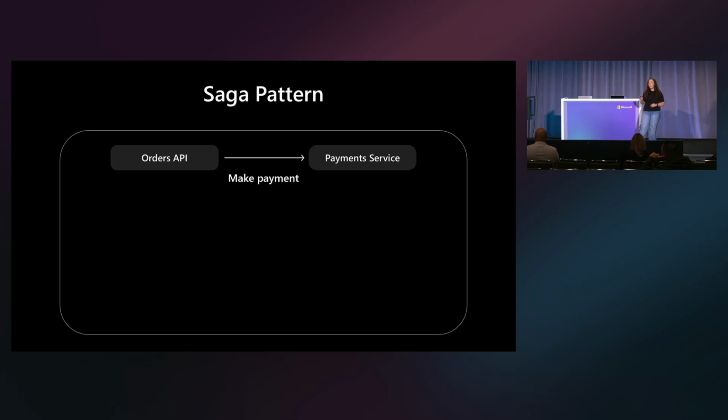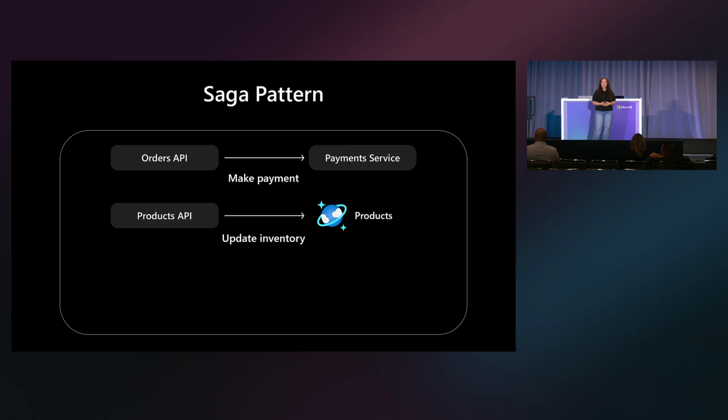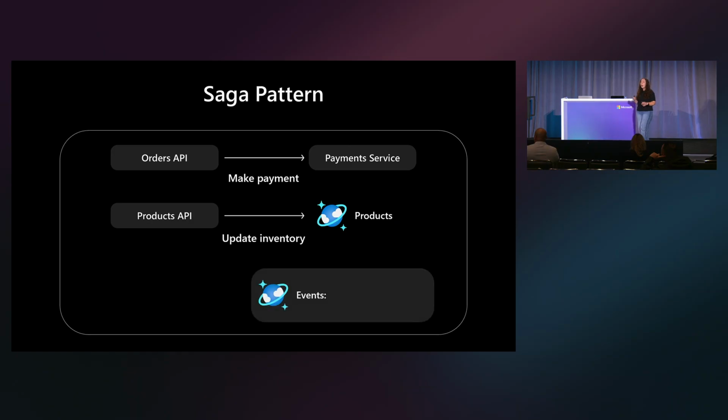Taking a look at how we've implemented the Saga pattern here, we have our orders API. So we know our orders here is responsible for making payments. But we also have that products API. One of the things the products API is responsible for is updating our inventory in our products database. Now, when we get a failure, how does our products API know that there was a failure so that it can make the proper inventory adjustments?